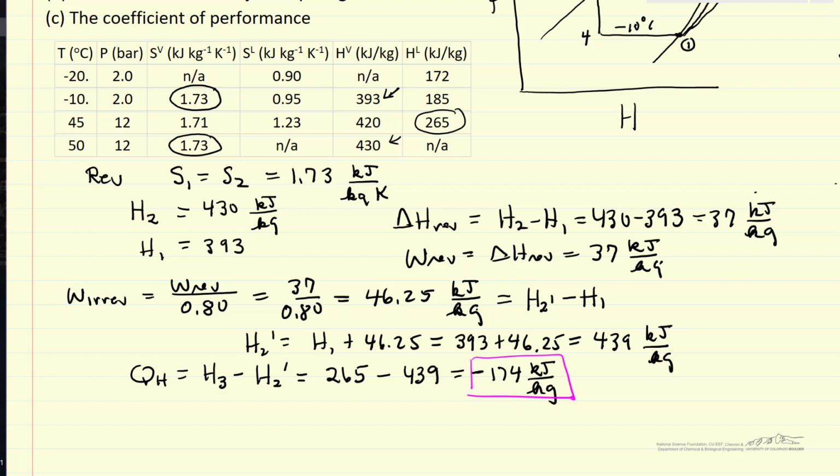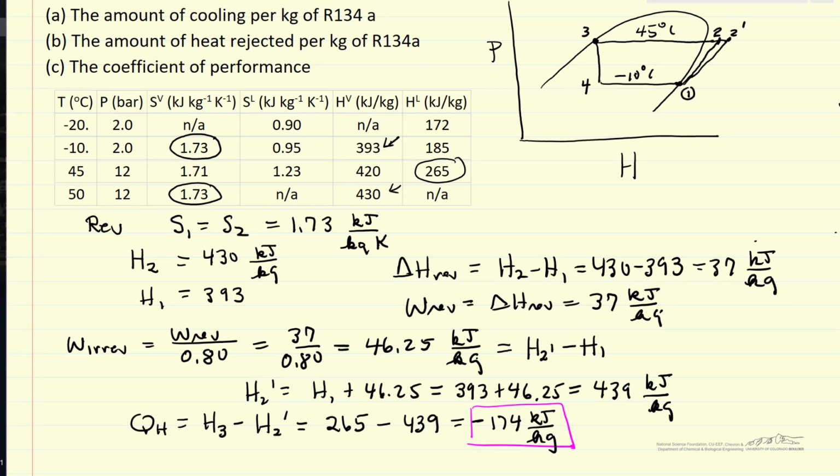So we finished one part, and we're going to now calculate QC. So, keeping in mind the diagram, we're going to need H4, but H4 is the same as H3 because we're going through a throttle. So H4 then is our 265. So this is also 265 kilojoules per kilogram. And H1, we've already calculated, 393.